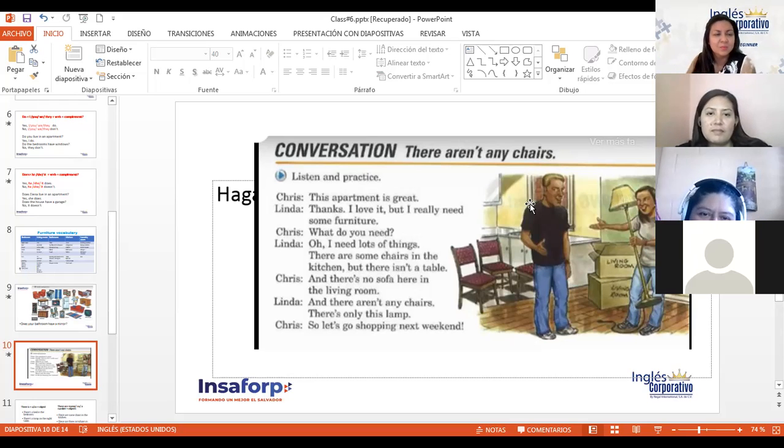Okay, this apartment is great. Thanks. I love it, but I really need some furniture. What do you need? Oh, I need a lot of things. There are some chairs in the kitchen, but there isn't a table. And there's no sofa in the living room. And there aren't any chairs. There is only this lamp. So let's go shopping next weekend.